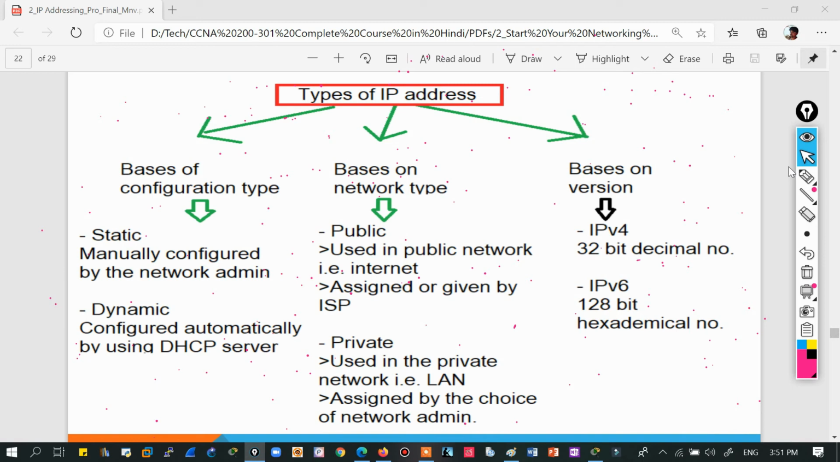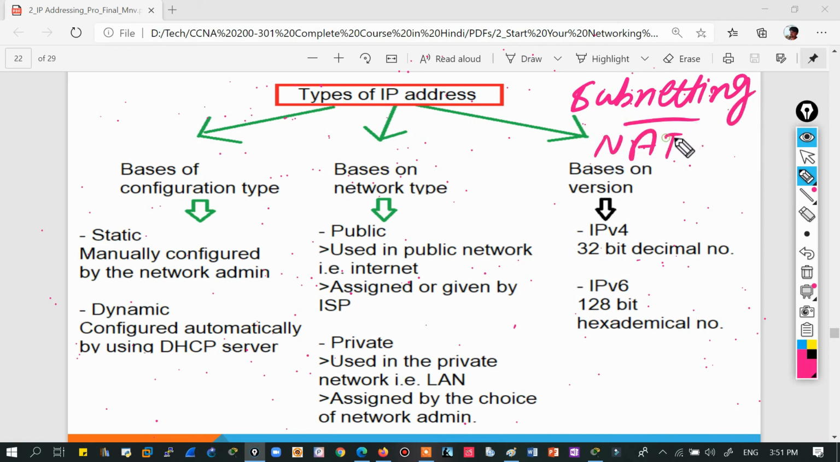But from the 1990s to 1996, what did we do? IANA came up with some concepts to stop the wastage of IP addresses. One was subnetting, which we will discuss in the next video maybe, and another was NAT. So what was NAT? Let's discuss that.